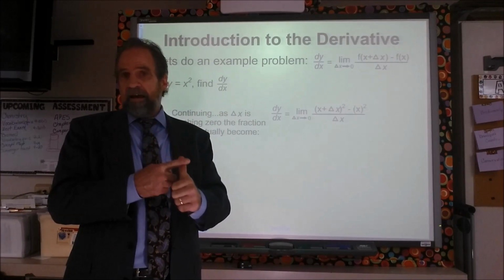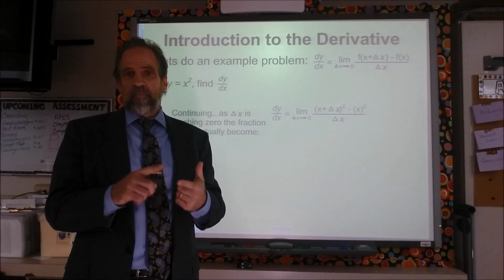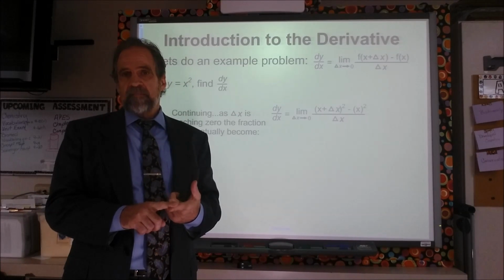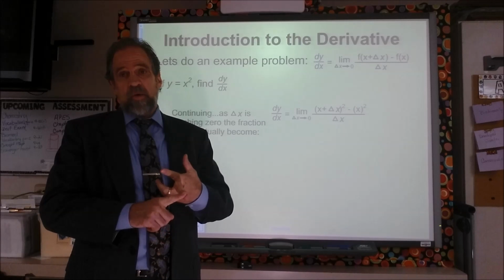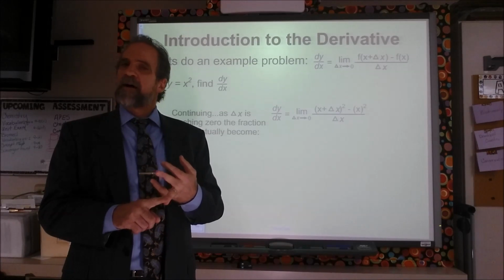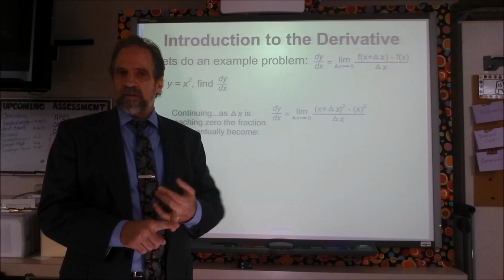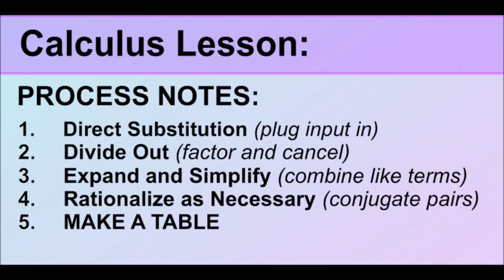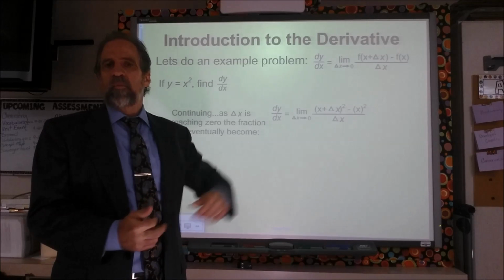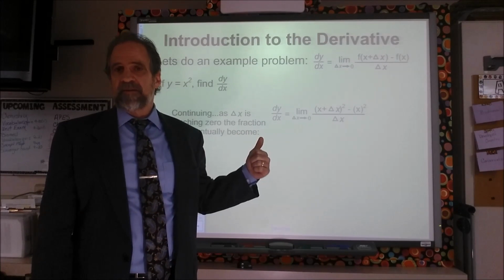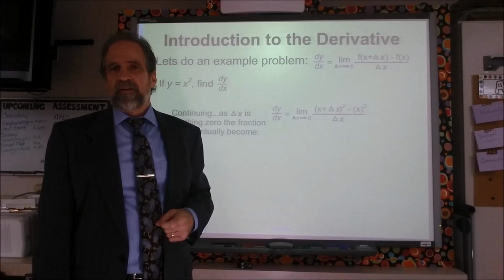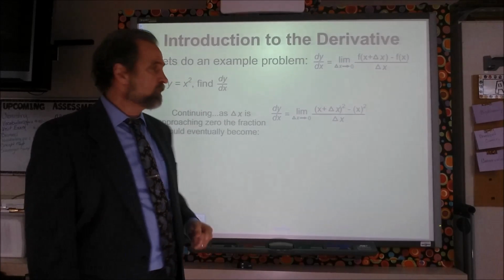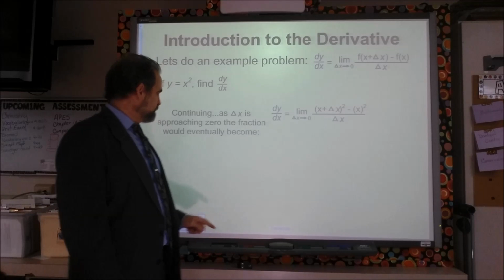We need to either divide out and cancel, right? We might need to expand and simplify. We might need to look at rationalization techniques, or finally a table if nothing else works. That's why we spent all that time working on limits, to understand how to get this. But we're going to show you, once you do this a few times, it can be tedious. There's a way around that tedium. Thank God for calculus.